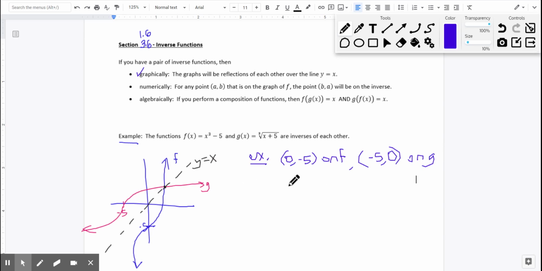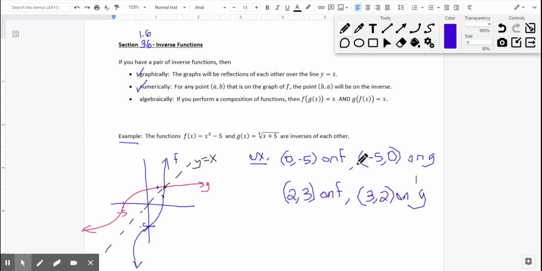And I have another example of that. Let's say we plug in 2 for x in the function F. You'll end up with 8 - 5, which is 3. So if that point is on F, then what point has to be on the function G? Well, (3, 2) better be on the function G if it's the inverse function. And sure enough, if you plug in 3 here, 3 + 5 is 8, and the cube root of 8 is 2. And that happens with all the points on the graph.